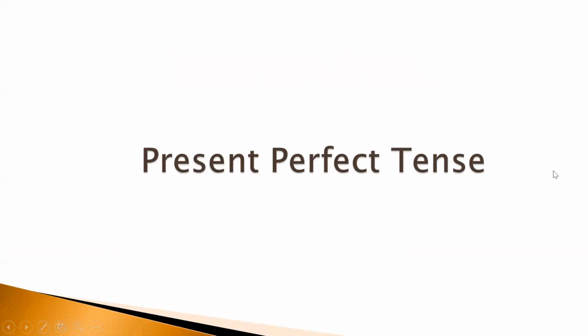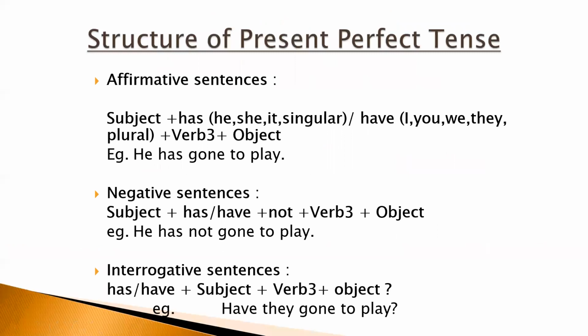Now, let us move on to the next tense. The next is present perfect tense. Now, let us first understand the structure, how to use present perfect tense. In case of affirmative sentences, here we use has or have after the subject. First, we will have subject, then has. Now, where to use has? If the subject is he, she, it or singular, then we use has. But if the subject is I, you, we, they, in that case we will use have plus third form of the verb plus object.